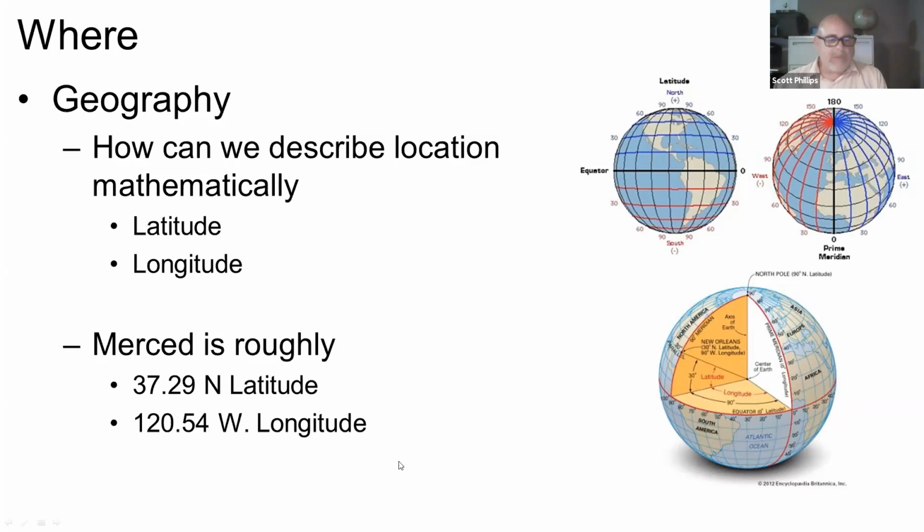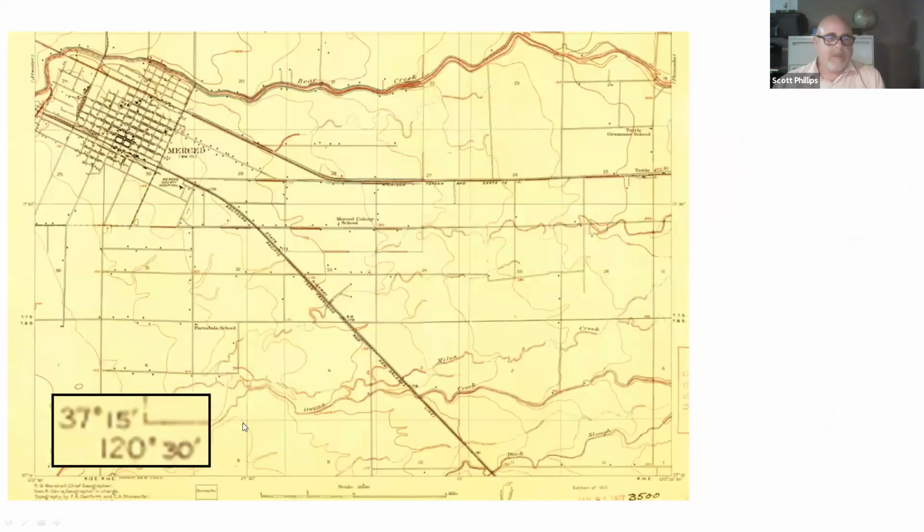And so just to look at latitude and longitude in practice, the city of Merced, we're in Fresno, but I had a canned example using where I used to teach in Merced. We could describe it as being 37.29 degrees north latitude and 120.54 degrees west longitude. And so this is an old map that has the latitude and longitude in the corner. And it's using a different kind of notation. It's using degrees and minutes, a different way of describing it. 37 degrees and a quarter and 120 degrees and a half.